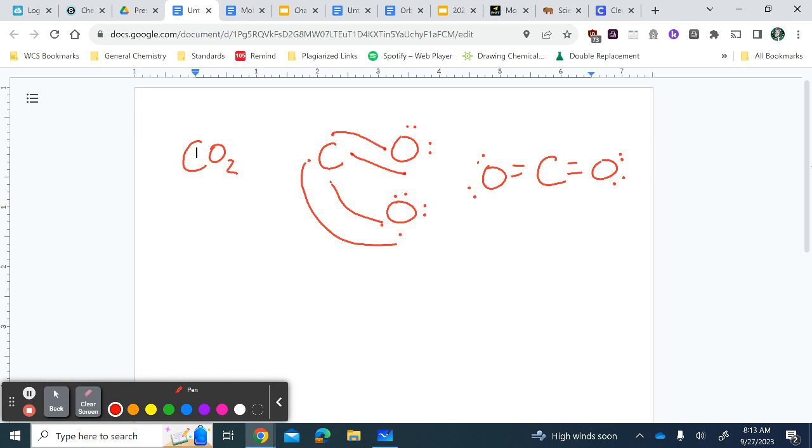So this molecule is considered a linear molecule. A linear molecule has a bond angle of 180 degrees. What that means is from this point to this point, 180 degrees. If you've taken geometry before, you know a straight line is 180 degrees as an angle. It's half of a circle, which is 360 degrees. So we have an angle of 180 degrees.